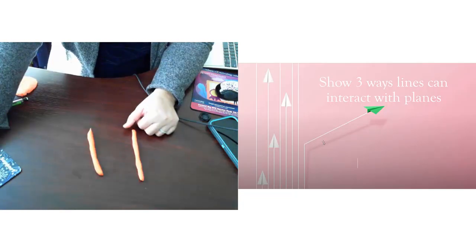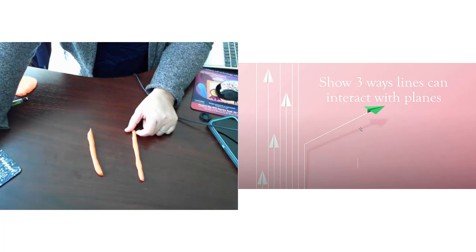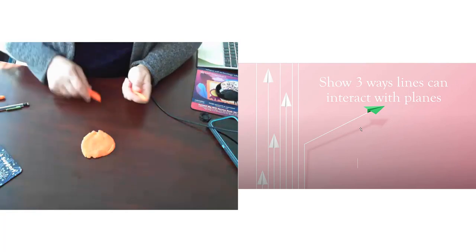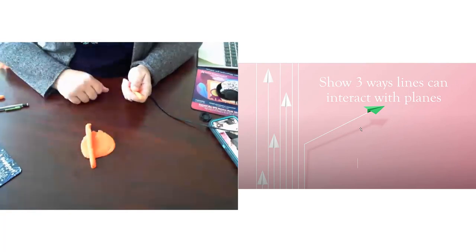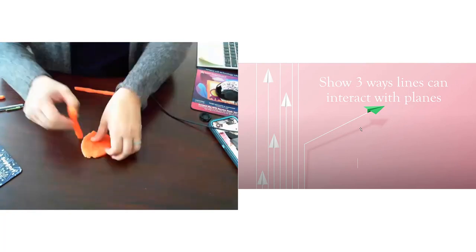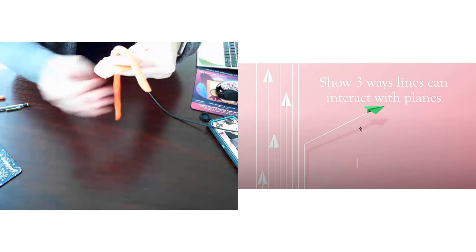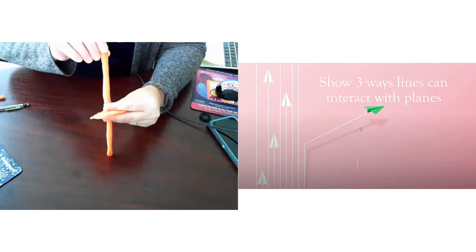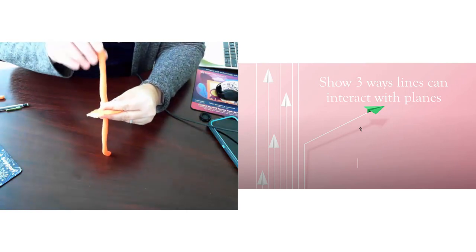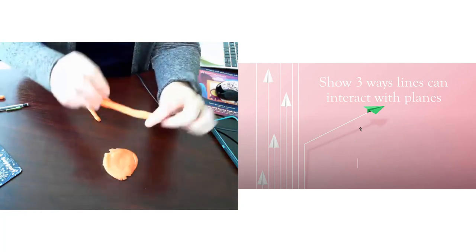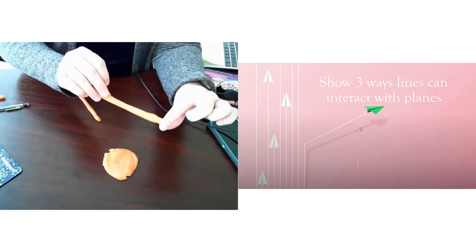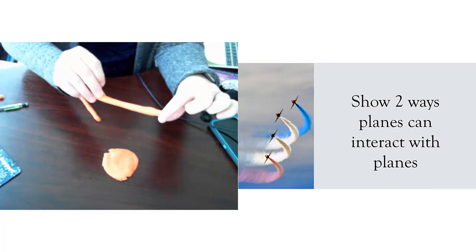Show 3 ways that lines can interact with planes. So let's say we have a plane here. We can have a line inside a plane. We can have a line going through a plane, so like intersecting a plane. So you have a line coming through the plane, or you can have a line parallel to the plane and not ever touching the plane. So those are 3 ways that lines can interact with planes.